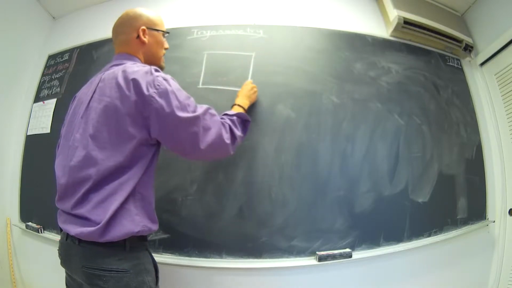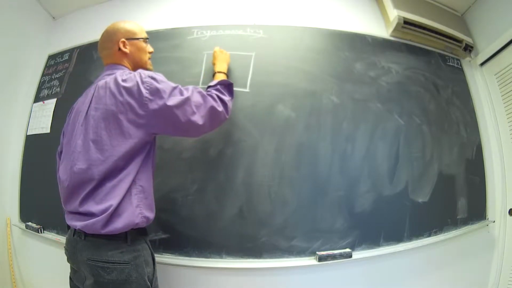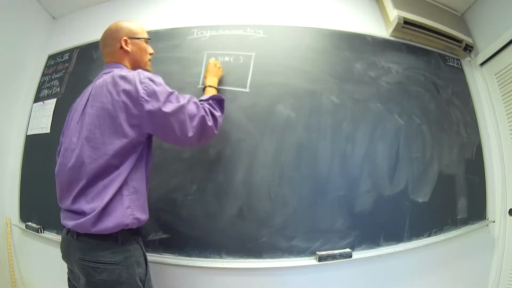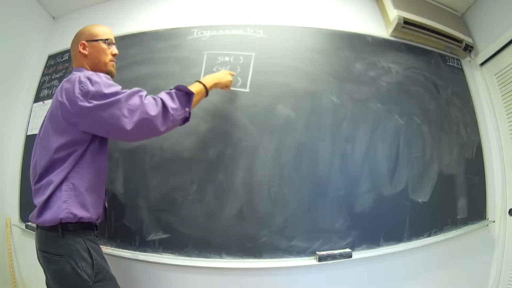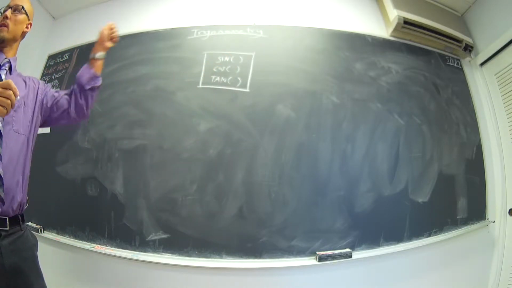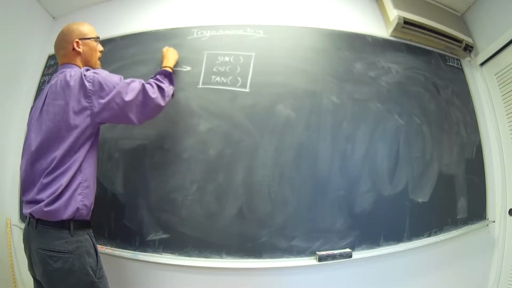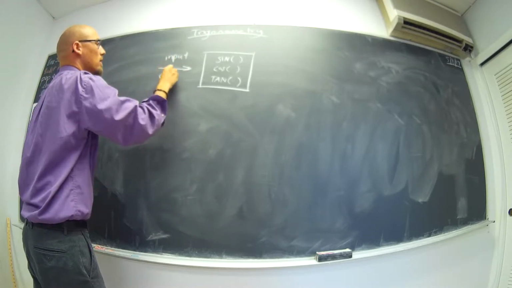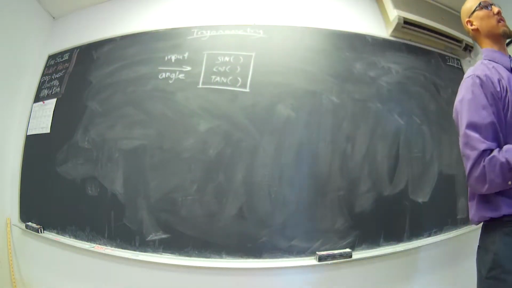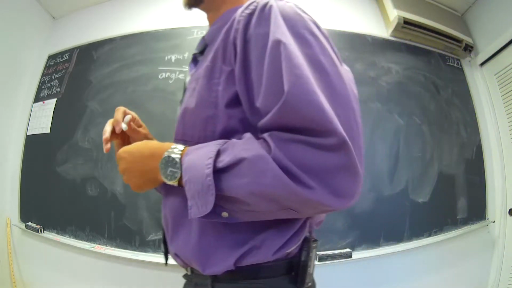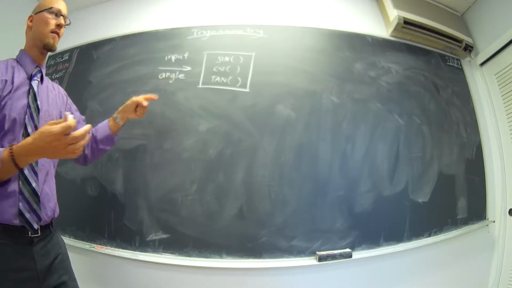This box is the magical trig function box. This is the sine function, the cosine function, and the tangent function. There's their little input, their little coin slot. So you input an angle into these functions. You will always take the sine of 25 degrees or the cosine of 38 degrees or the tangent of 52 degrees. You have to put an angle into it, right? Angle in.